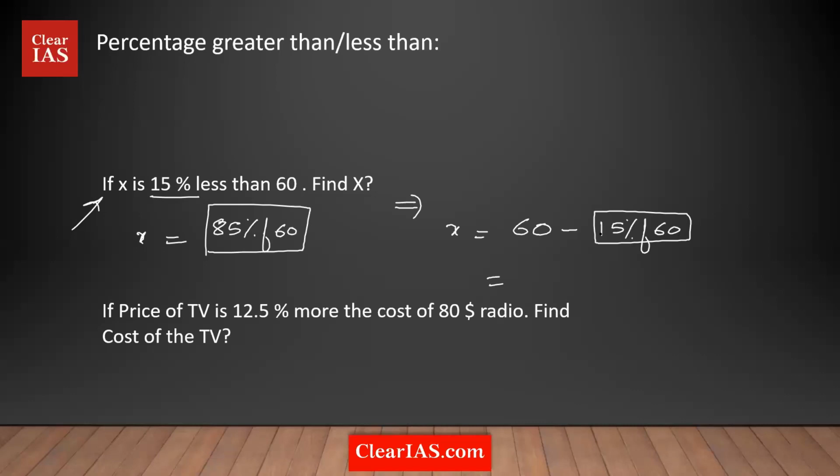10% of 60 is you divide by 10, 6. 5% is half of it, 3. So 15% would be 6 plus 3, 9. So 60 minus 9, that is equal to 51. Either way around, it's correct only. 85% of 60 or 60 minus 9, that's also correct. Got it? Okay, can you tell me what is the cost of the TV here?